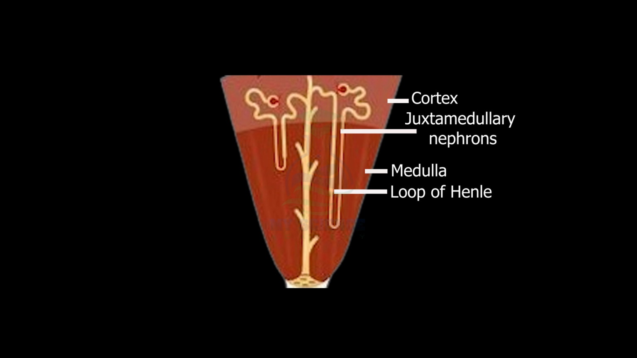Another type is the cortical nephrons. These nephrons are present in the cortical region of the kidney and they have a short loop of Henle. It can be clearly seen that the loop of Henle of the juxtamedullary nephron goes deep down into the medulla to reabsorb maximum water as compared to the cortical nephron.